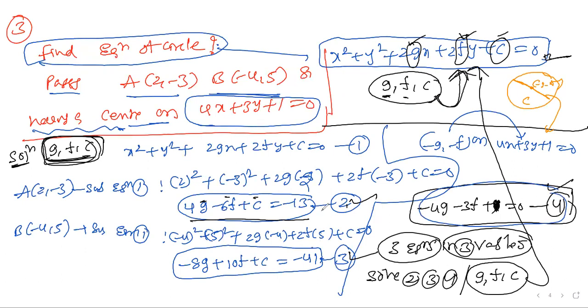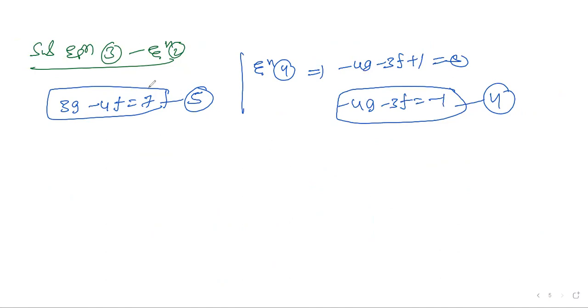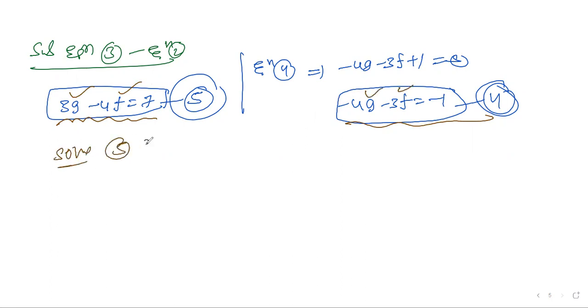After this subtraction of 2 from 3, I got one more equation. Now equation number 5 and equation number 4 are 2 equations. How many variables? g and f. Now solve 5 and 4. We can use any one method. We have a number of methods: one is the substitution method, another is the elimination method, and another is the cross multiply method.